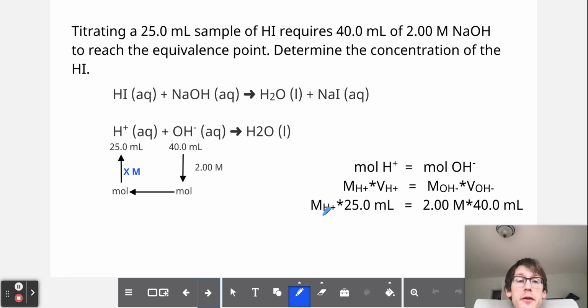So substituting in, we can say that our unknown molarity of our acid times the 25 mL of the acid that we have is equal to the known molarity of the hydroxide times the volume of the hydroxide that it took to complete the titration to the equivalence point. And solving for the molarity of the H+, we'd get 3.20 molar, and that would be the answer.